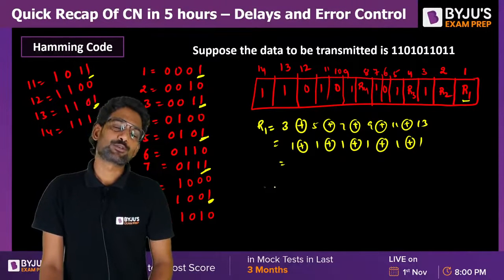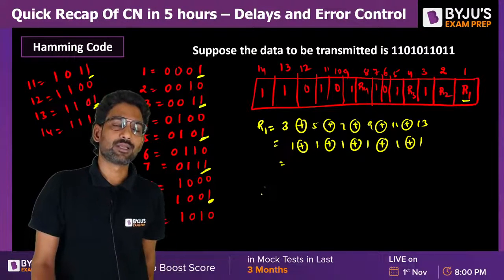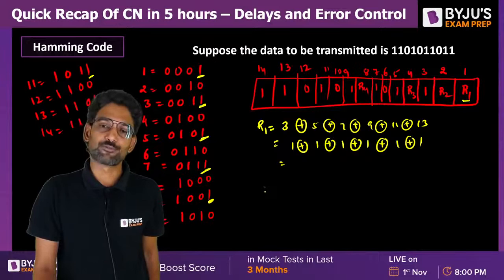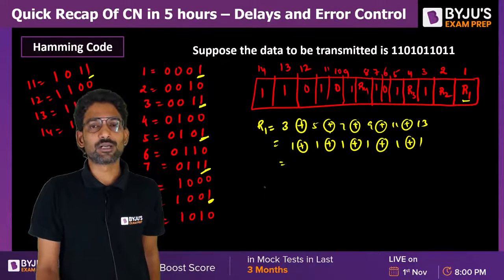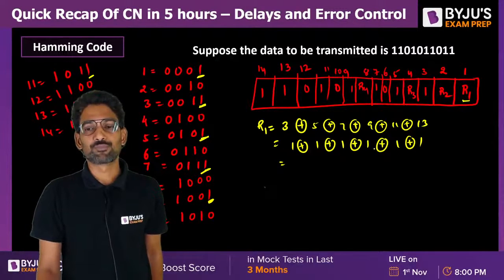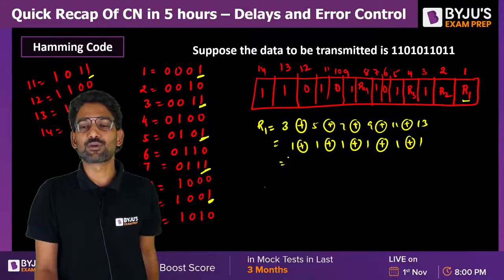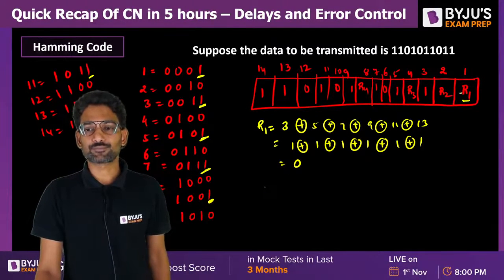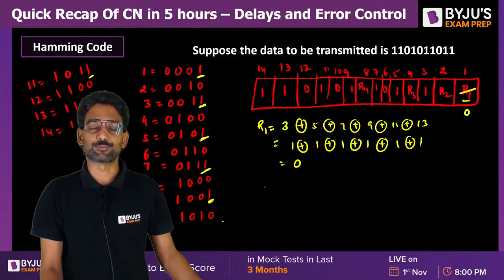So how do you do XOR? XOR says, when there are an even number of ones, output 0; odd number of ones, output 1. So count the number of ones: 1, 2, 3, 4, 5, 6, an even number of ones. So 0. R1 is 0. So replace R1 with 0.